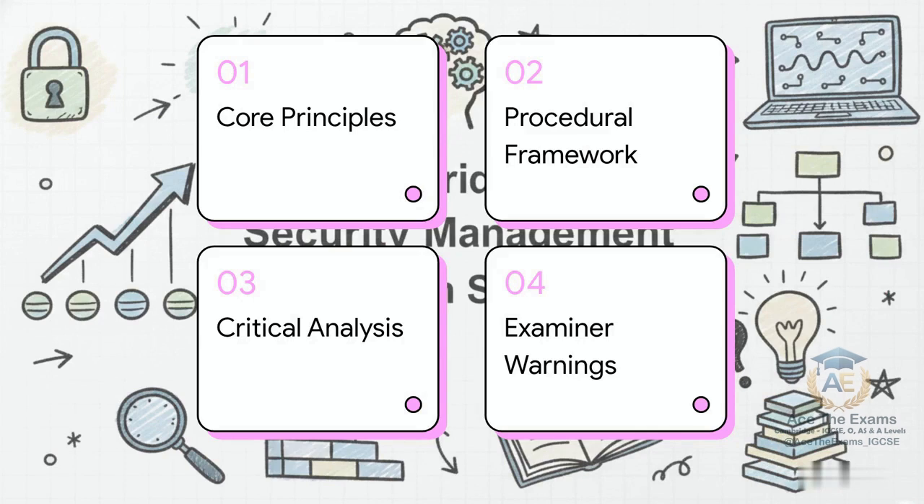To fix this, we are going to tear down the process and rebuild it. Today, we're taking a look behind the curtain to walk through 4 critical acts. First, the core theoretical principles. Second, the step-by-step procedural framework to structure your answers. Third, exactly how to secure those elusive critical analysis points in high-level questions. And finally, the top examiner warnings to avoid, straight from the principal examiner reports. We are going to transform those red pen marks into green check marks.